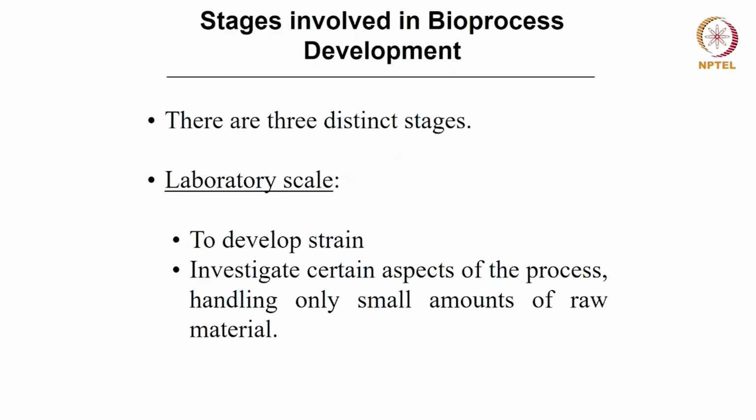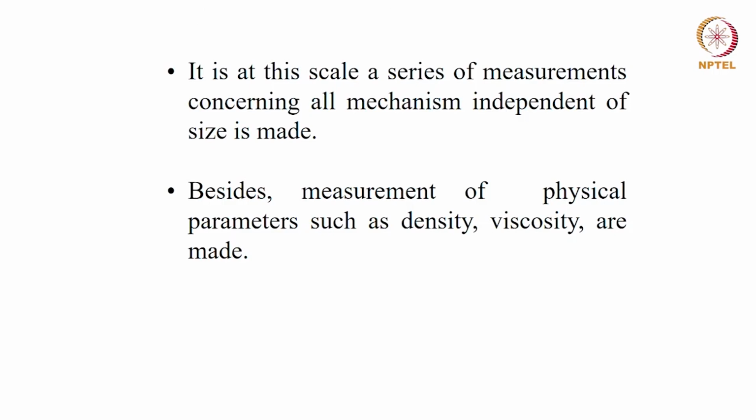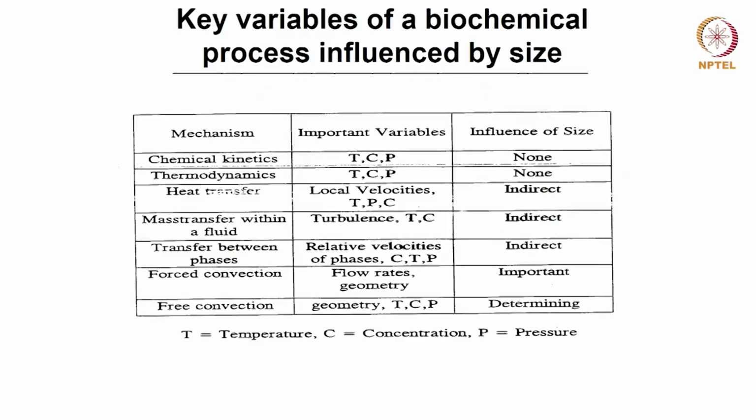So there are three distinct stages, as you could see from the schematic. Laboratory scale, which is generally used to develop the strain, to investigate certain aspects of the process, where we handle only small amounts of the raw material. It is at this scale that a series of measurements concerning all the mechanisms which are independent of size can be made. Besides this, measurement of physical parameters such as density, viscosity can also be recorded.